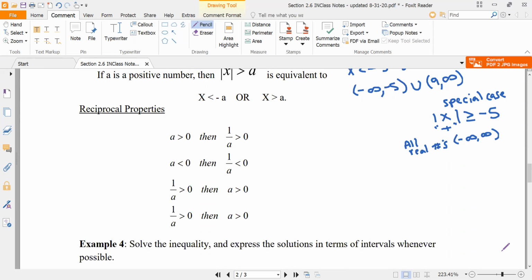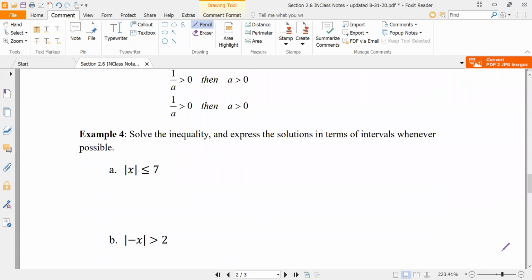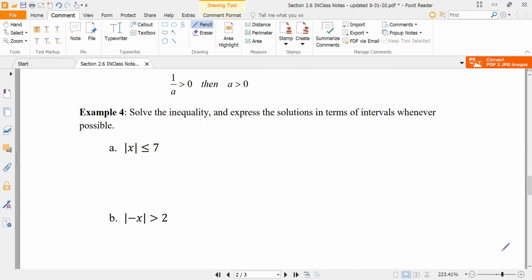You don't really need the reciprocal properties. We put them in the notes just because they're in the textbook. We don't use those in our class. We'll solve inequalities that have denominators in section 2.7. So we do them just by one method instead of trying to teach you a trick and then teach you about what to do for the harder ones.